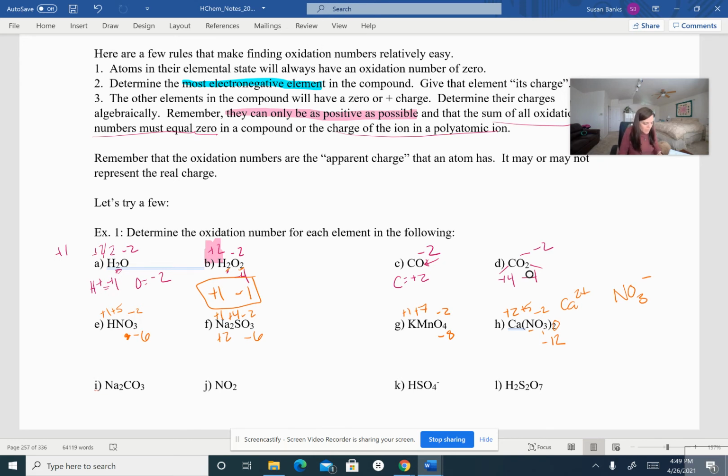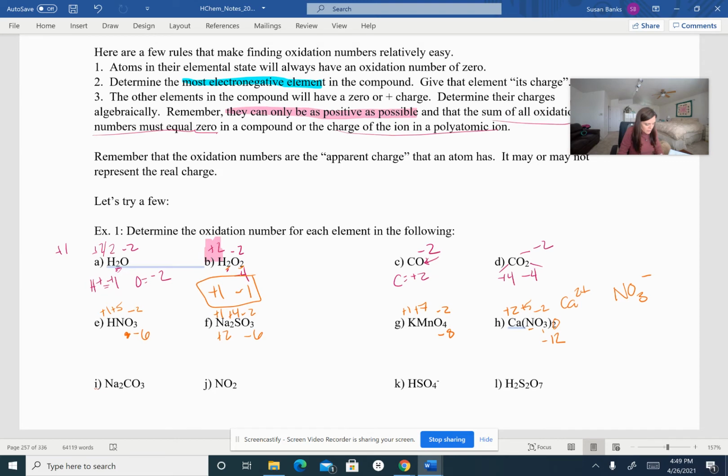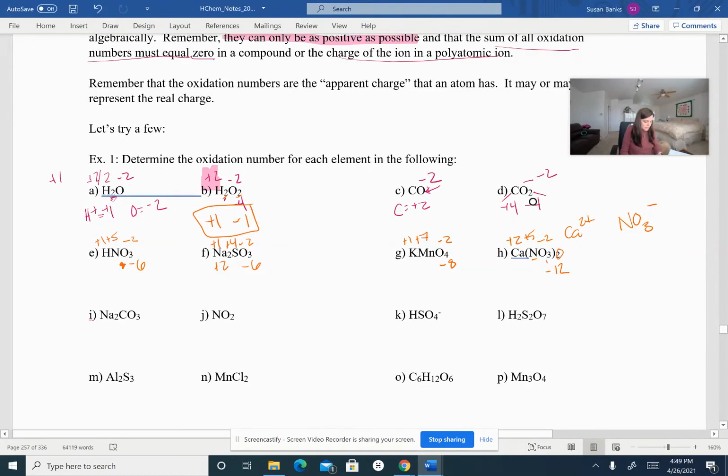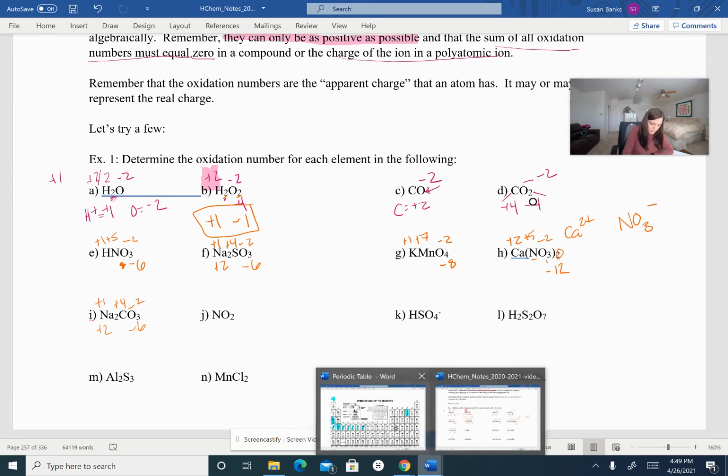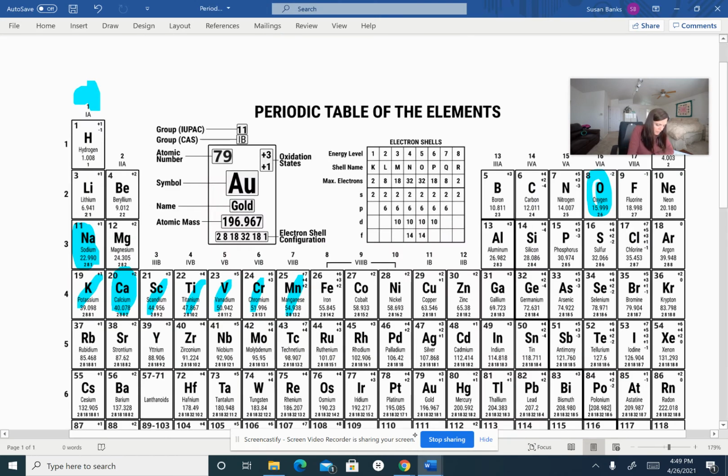Okay. Next, we have sodium carbonate. So let's see, oxygen once again, -2 times 3 gives me a -6. Sodium's in that first column, so +1. I've got 2 of them. That gives me a +2. So +2 plus -6 is -4. So that means the carbon has to be +4. And yes, the carbon has 4 valence electrons to give up. So if we look at carbon, we've got 1, 2, 3, 4 valence electrons. So that's as high as carbon can be.